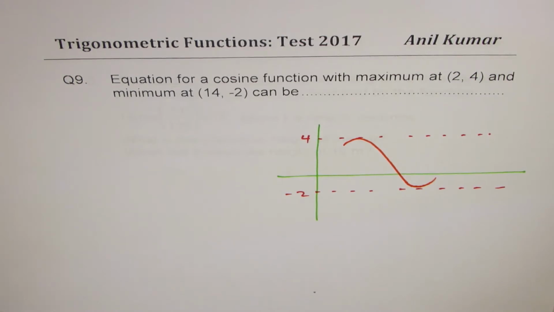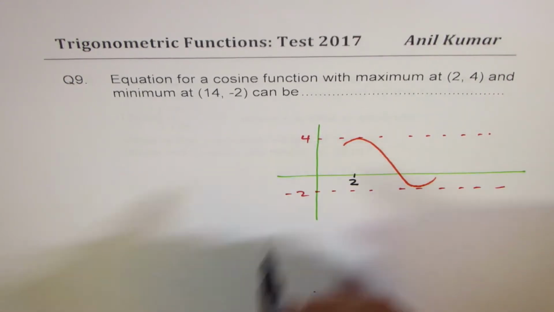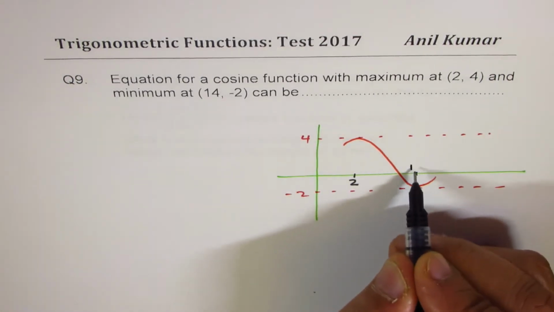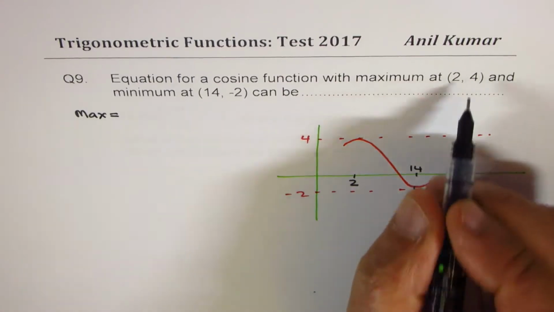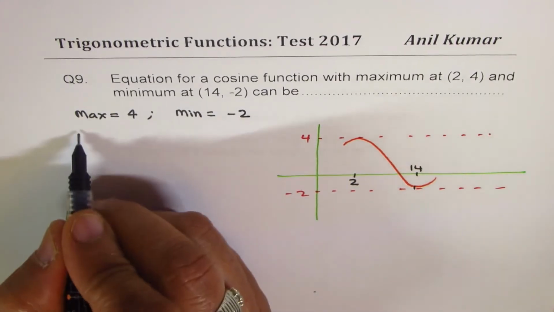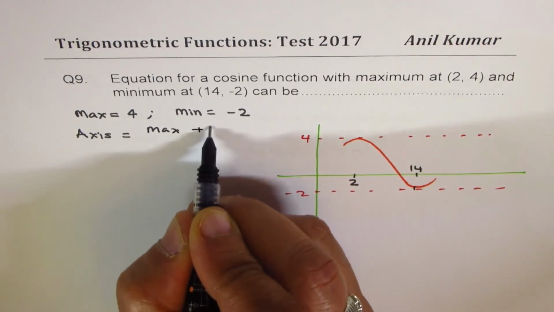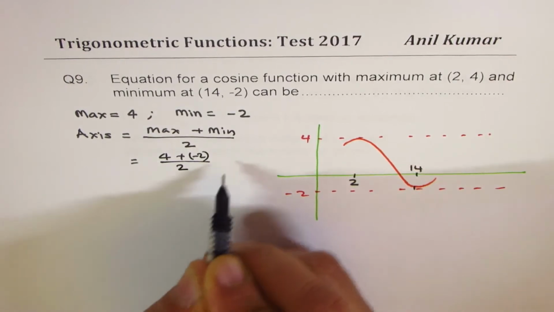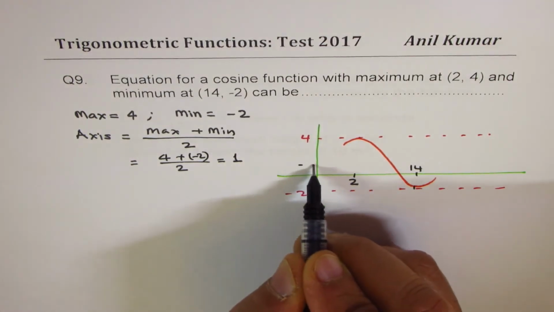Okay. Now what is given to us is that this point here is at x value of 2, maximum at 4, and the minimum at this point is at x equals 14. This is x equals 14. And the minimum value is minus 2. So we are given maximum, which is 4, and minimum, which is minus 2. So the axis will be right in the center of these two. You add them, that is to say maximum plus minimum divided by 2, which is 4 plus minus 2 divided by 2. So that gives you 1, right? So the axis is at 1. So somewhere here we'll have an axis at 1.